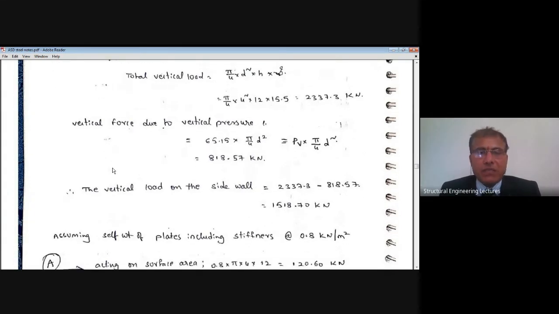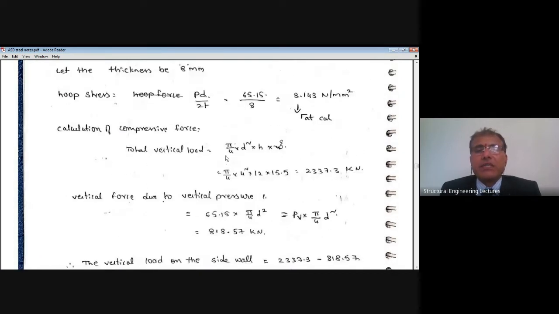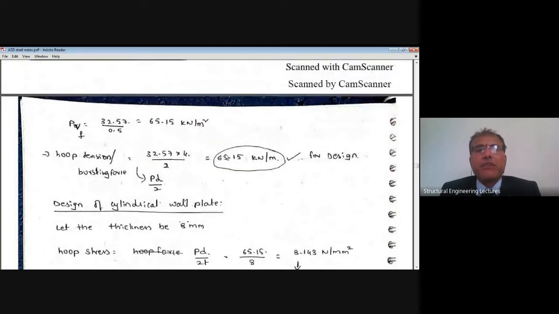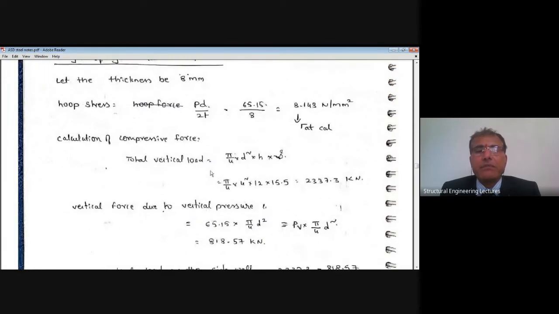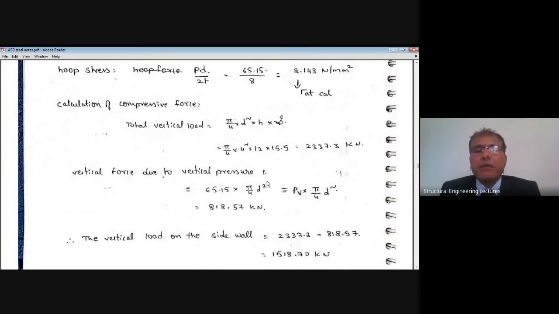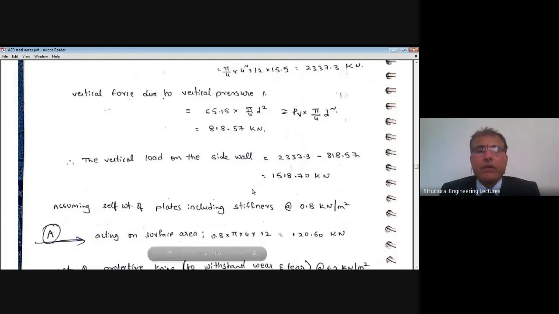Now next, what is the vertical load due to vertical pressure? We already calculated the vertical pressure as 65.15, because this is the vertical pressure during filling, 65.15. I'm just recalling that, please make a note. And that is multiplied by the area of this circular section, pi by 4 d square, where d is equal to 4. Substituting it, you now get 818.57 kilonewton.